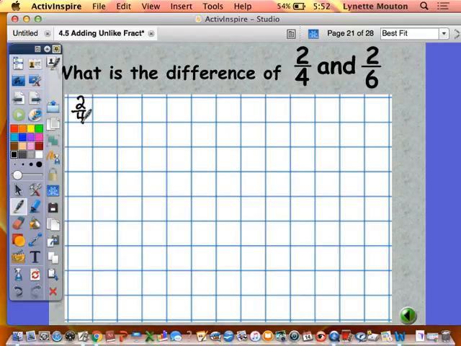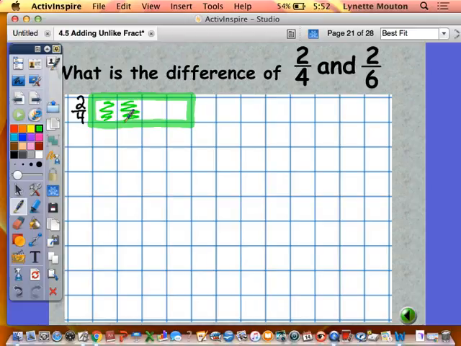2/4 is the first fraction. We have to model it. There are 4 equal parts, so 1, 2, 3, 4. And for right now, we are focusing on 2. So I'm going to shade in 2 of the 4 parts.